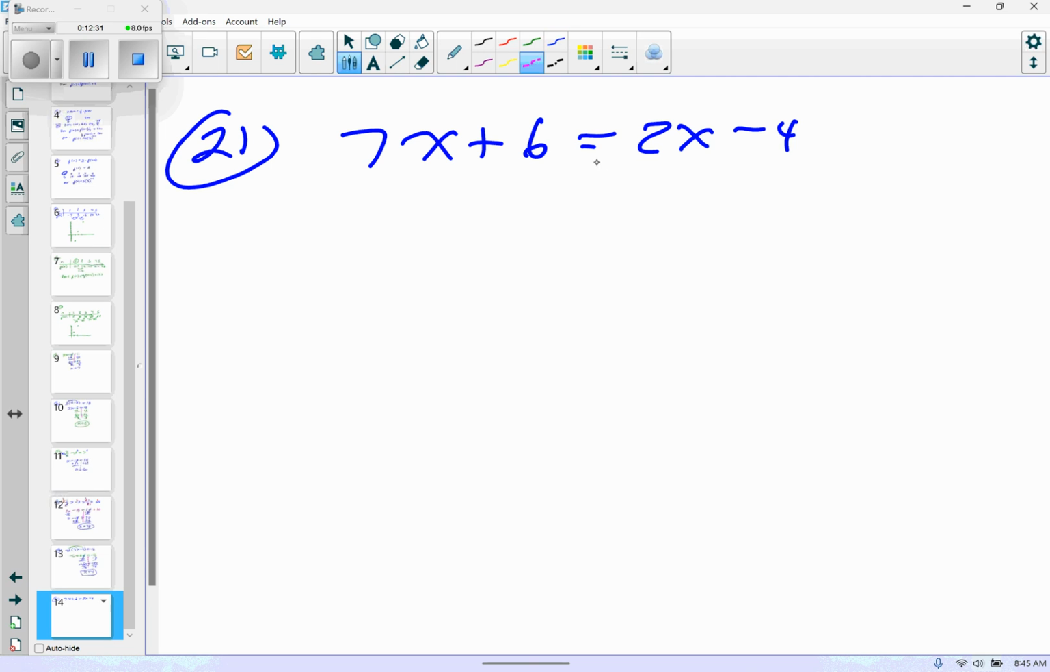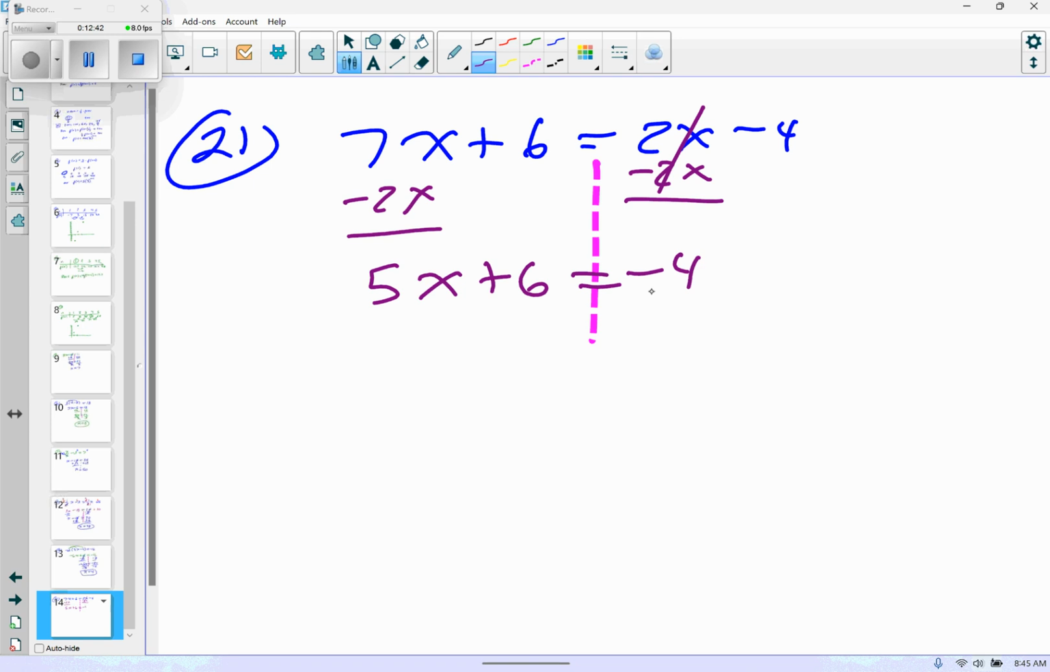And really, I'm given quite a bit of time during the period to get this finished. So I'll start out by subtracting 2x from both sides. Have to start someplace, so that cancels. That's going to give me 5x plus 6 equals negative 4.